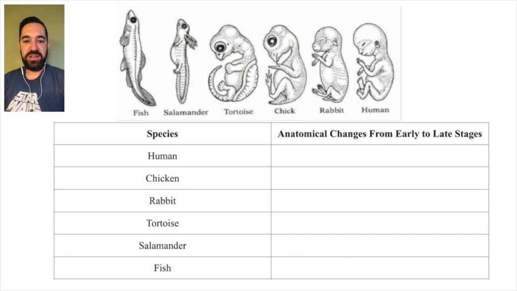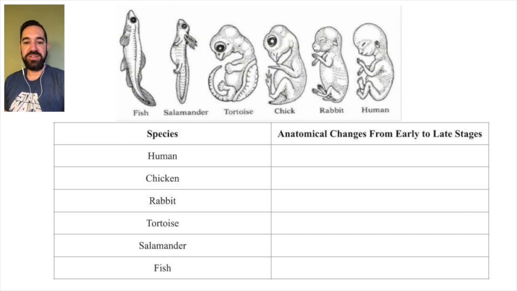The third image here tells you the answers. So now you know which one is the fish, which one is the human, the rabbit, the chicken, the tortoise, and the salamander. You know for sure which one's which. And what you're doing here is telling me what changed anatomically.